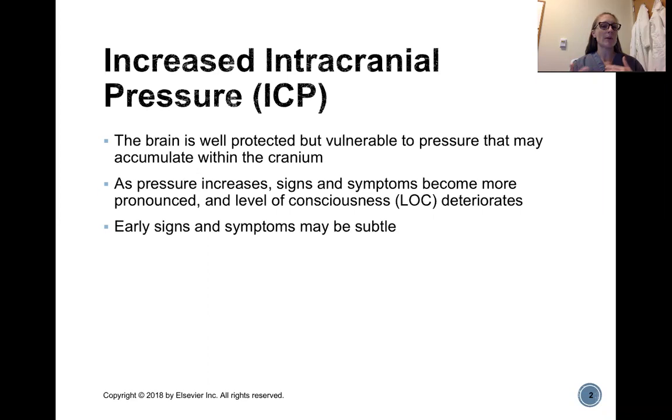And you can kind of think about this as the opposite, but remember back to OB when we talked about one of the side effects of an epidural is a spinal headache. That's because some of that cerebral spinal fluid is flowing out, and so we're losing volume there. So we have a decreased intracranial pressure with the headache after an epidural. And so now we're going to look at increased intracranial pressure.